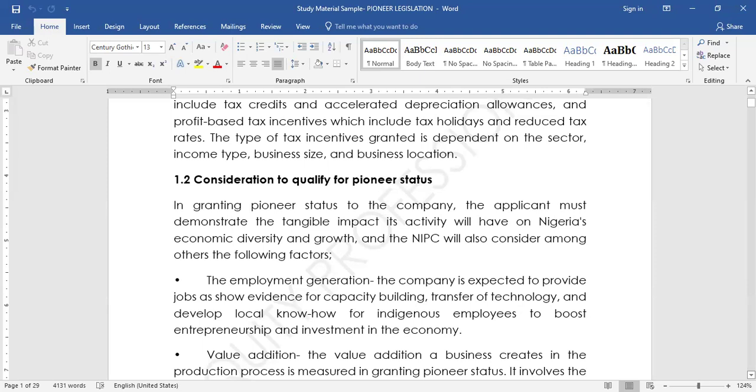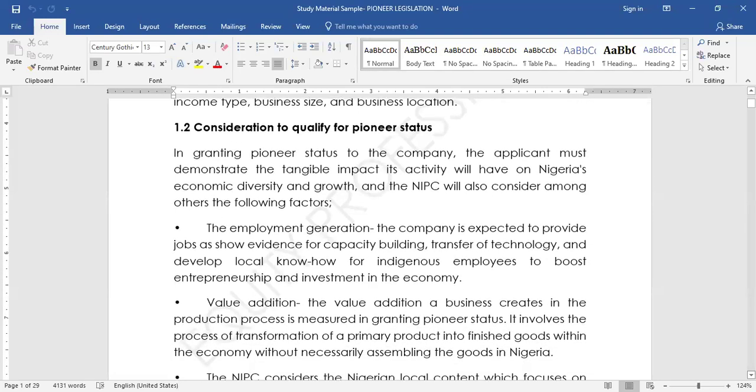So what are the factors that we need to consider before a company can be regarded as a pioneer status company? Number one is employment generation. Once that company comes to establish in Nigeria, they will increase our employment generation and create more employment opportunities in Nigeria. You understand? So if such a company will improve the employment rate in Nigeria, they will be given pioneer status.